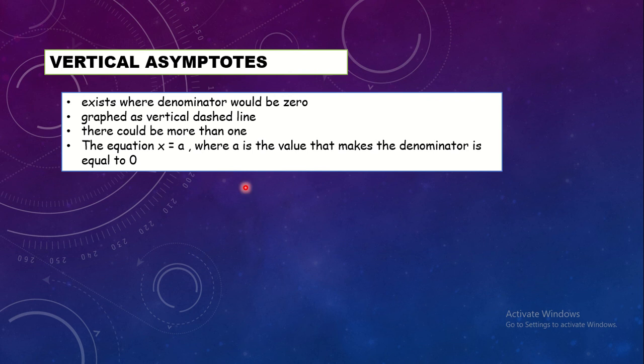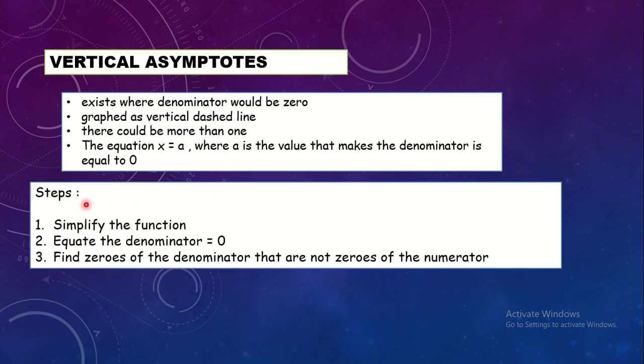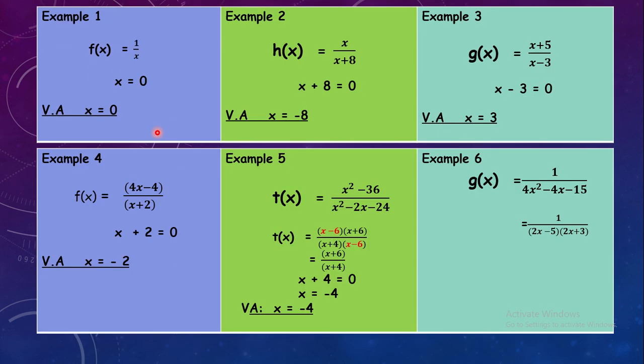Vertical asymptotes exist where the denominator would be 0. Graph as a vertical dashed line. Okay, there could be more than one. The equation x is equal to a, where a is the value that makes the denominator equal to 0. So, let's have the steps. Simplify the function. Equate the denominator equal to 0. Find the zeros of denominator that are not zeros of the numerator. Para mas maintindihan siya, let's have the examples.